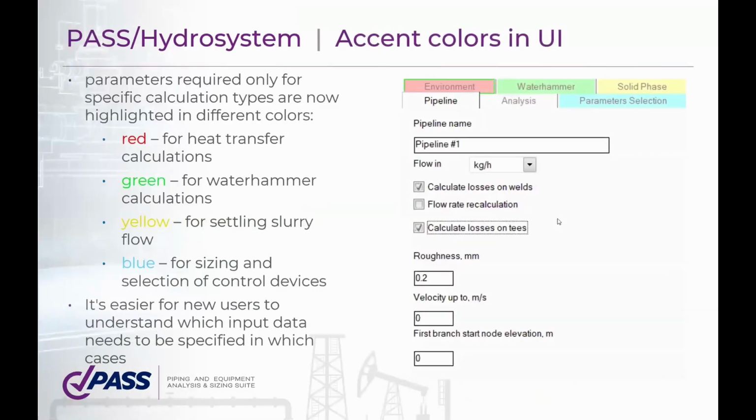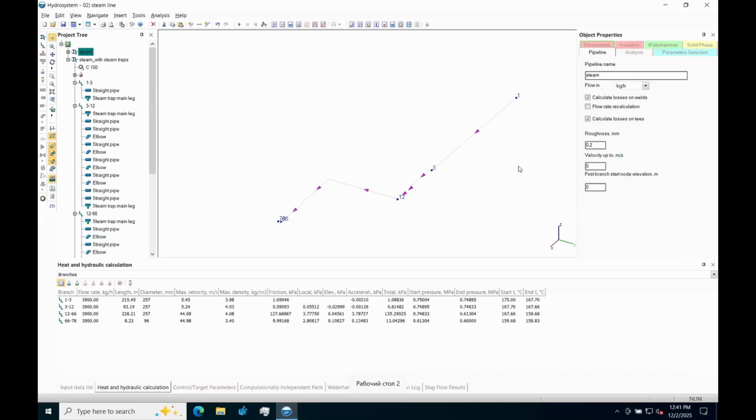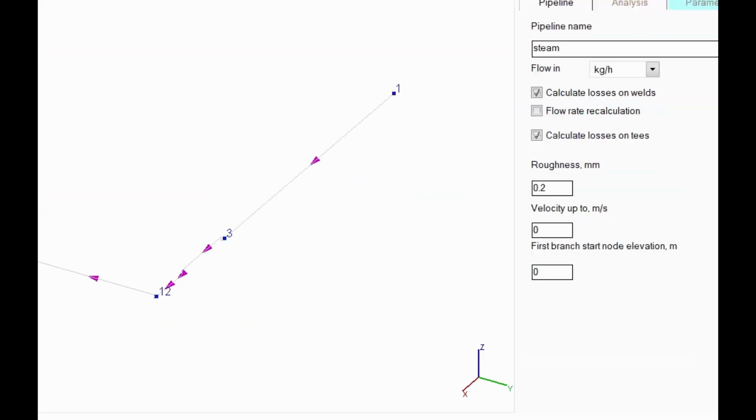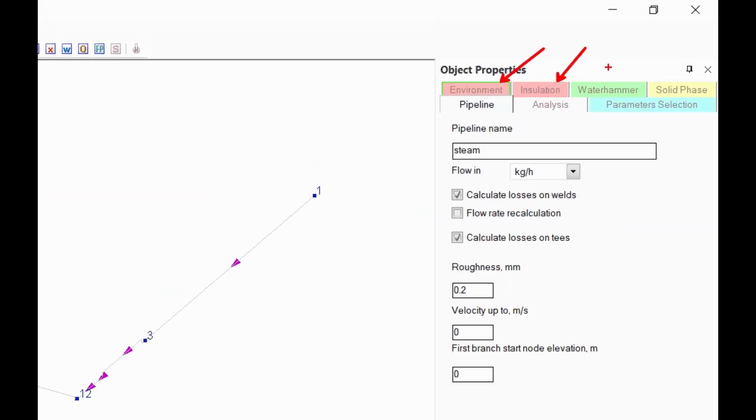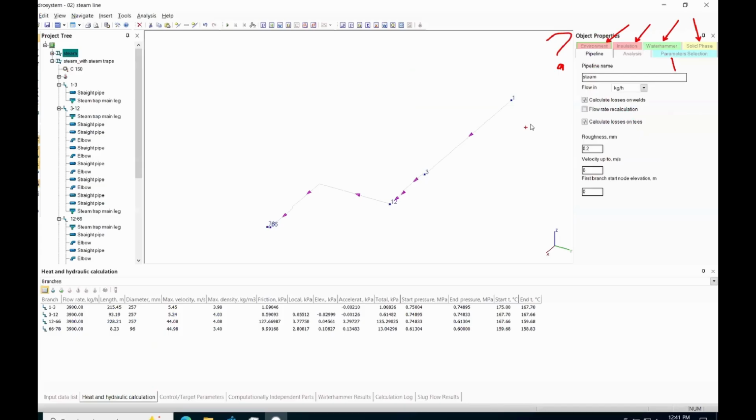We have some other new features in our newest version of HYDROSYSTEM. One of them is that we now have accent colors in the user interface. You may notice that when I showed you some calculations in HYDROSYSTEM, some tabs in the object properties are now colored with different colors. Why? What is this type of rainbow for?